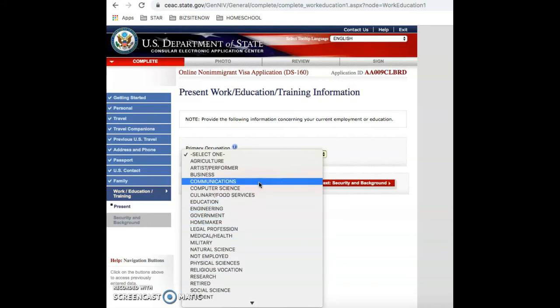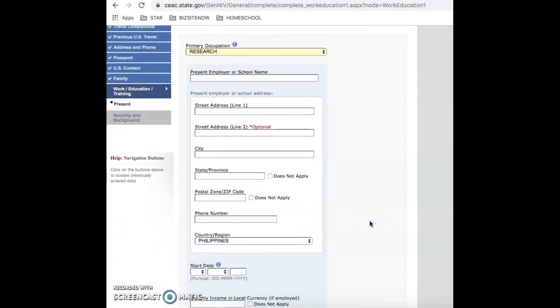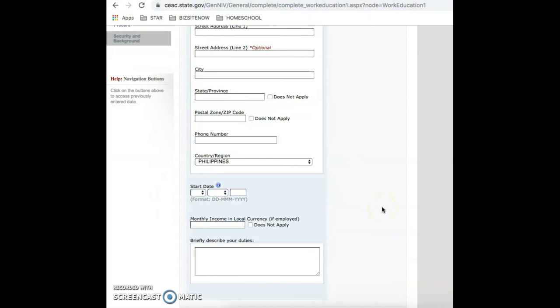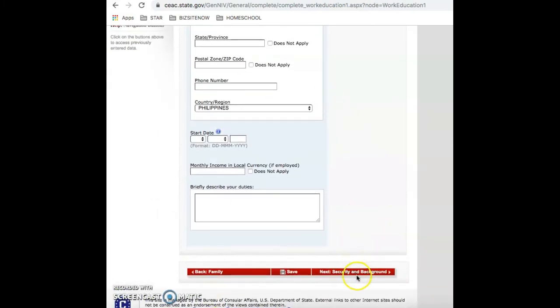For example, let's put in research. And then, they will ask you your present employer. If you're studying, your school name, you just put in the details of your present employer. And then describe your duties. And after that, you just click next security background. Again, be honest with your monthly income in local currency.